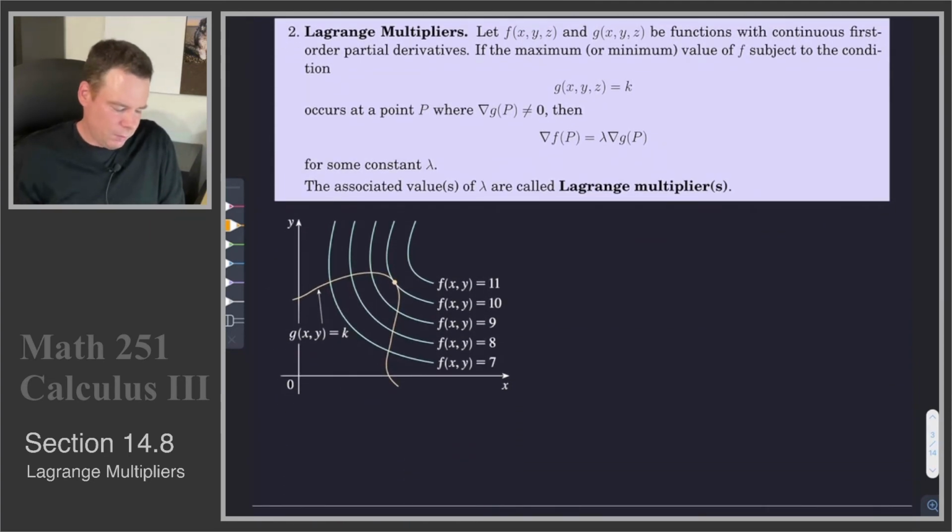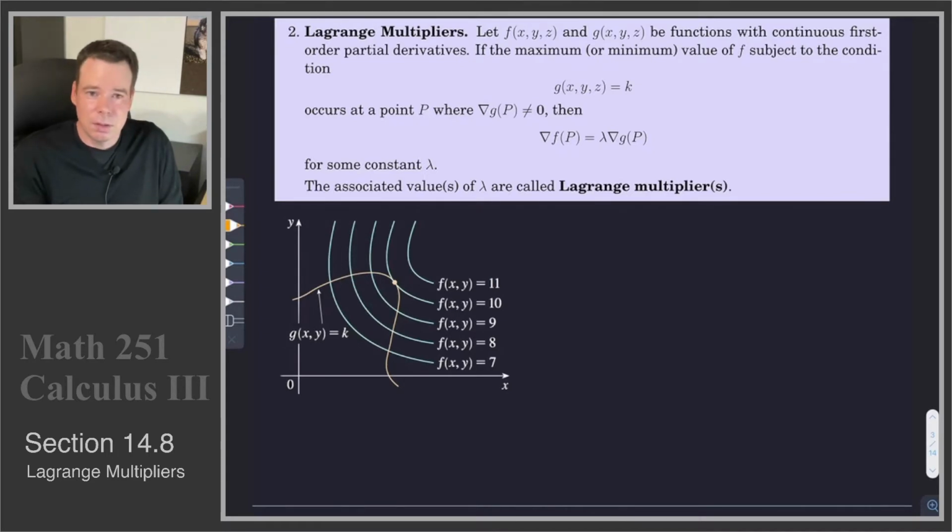Suppose we have a function f of x, y, z. That's the thing we're trying to optimize. And we've got this other function g. G is going to be our constraint. Then if the max or minimum value of f, subject to the constraint that g of x, y, z equals k, occurs at a point P, then the gradient of f has to be a multiple of the gradient of g. In other words, the gradients have to be parallel.